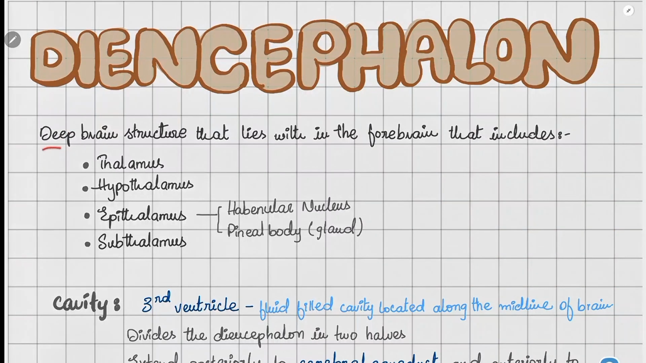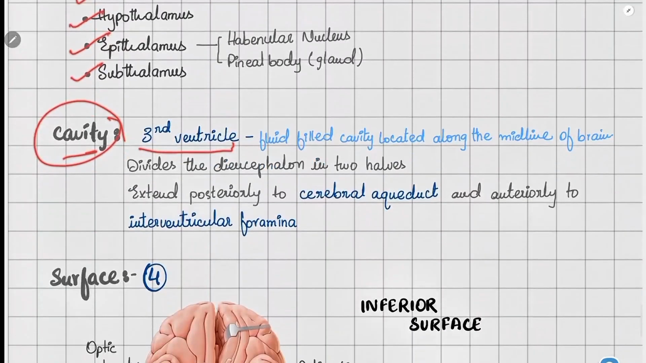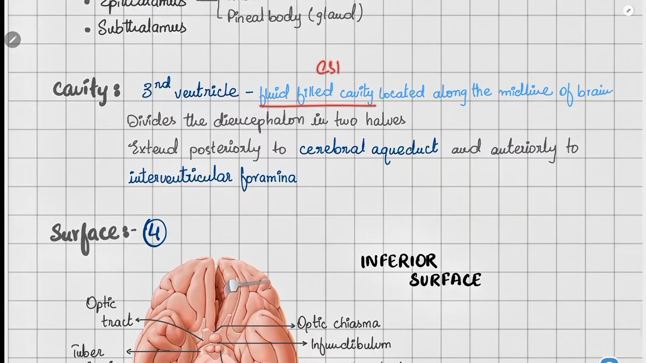What is diencephalon? It is the deep brain structures. Diencephalon comprises of four parts: thalamus, hypothalamus, epithalamus, and the subthalamus. Within the diencephalon, a cavity is present known as the third ventricle, which is a fluid-filled cavity that contains the cerebrospinal fluid. The third ventricle divides the diencephalon into two halves.